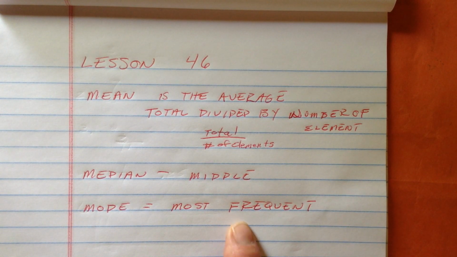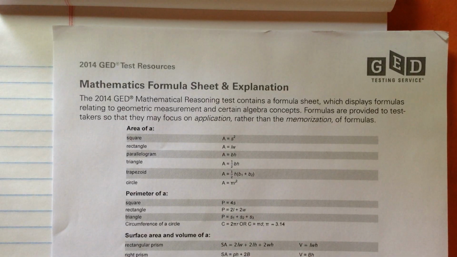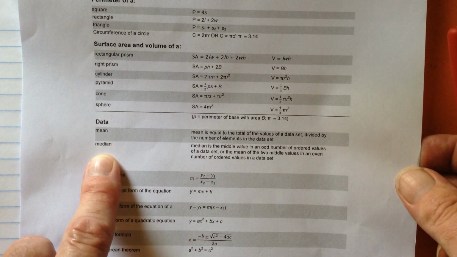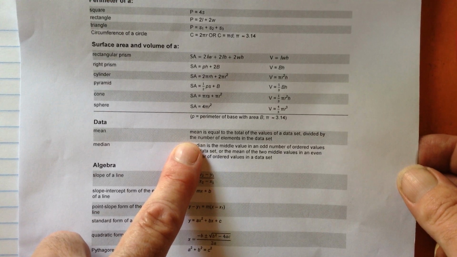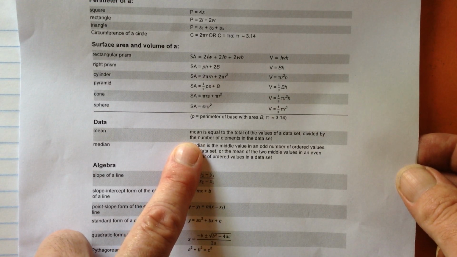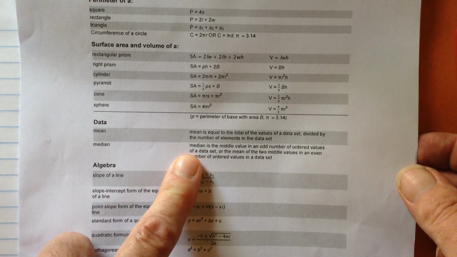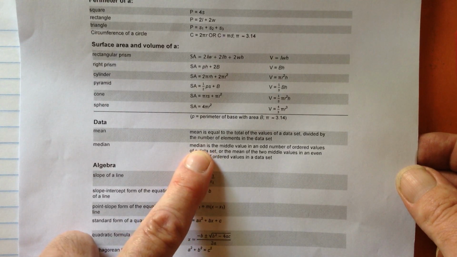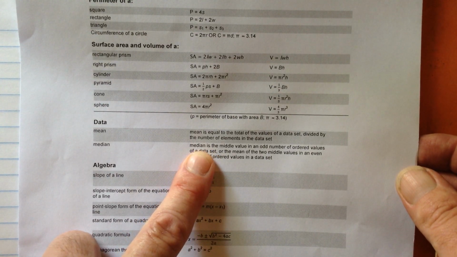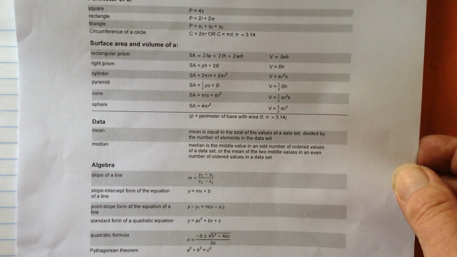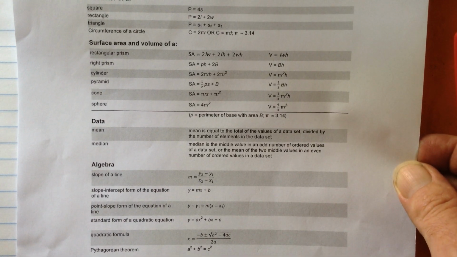And if you forget the difference during the test, they do have this sheet, the math formula sheet, and it even tells you right here the mean and the median. And tells you the mean is equal to the total value of a data set divided by the number of elements in the data set. And then it tells you here the median is the middle value in an odd number of ordered values of a data set. And if it's an even number, I'll show you how to look at that. Okay? So you even have reminders here what the definitions are.